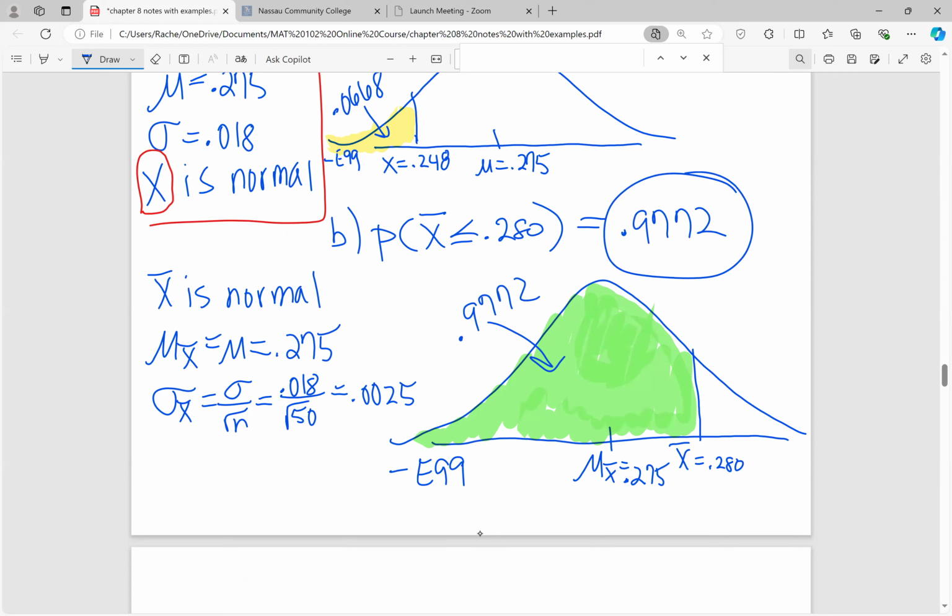So this represents the probability that if we were to select 50 players at random, that the mean batting average for that group would be less than or equal to 0.280. So there's about a 97.72% chance. So it's pretty likely.